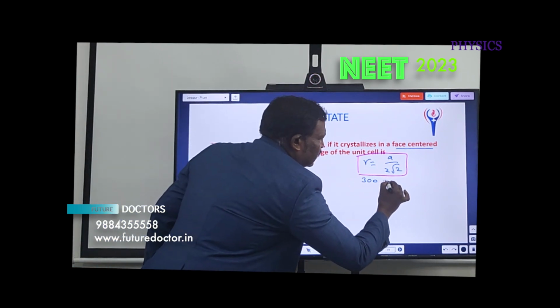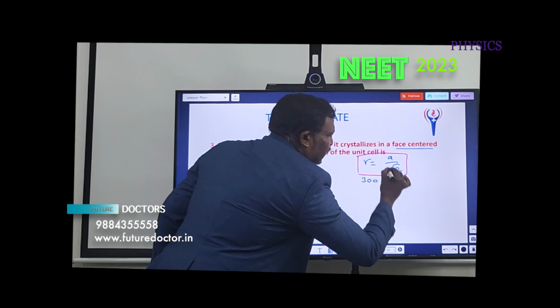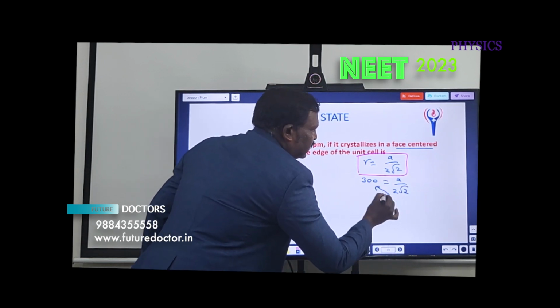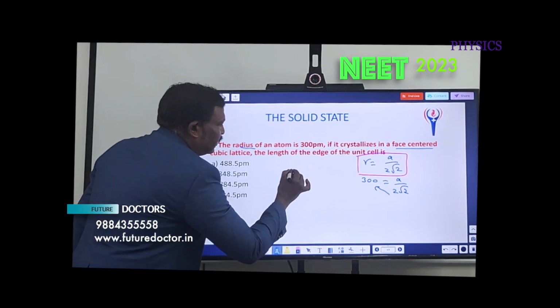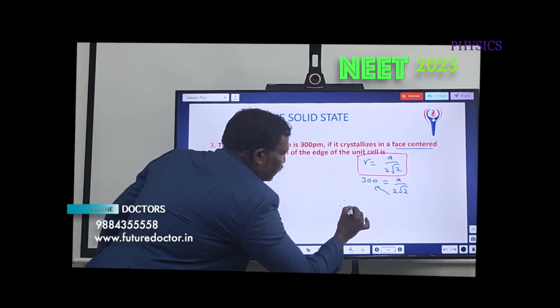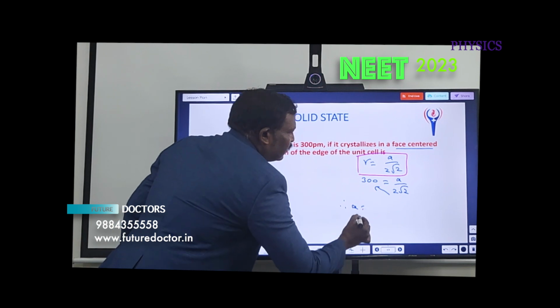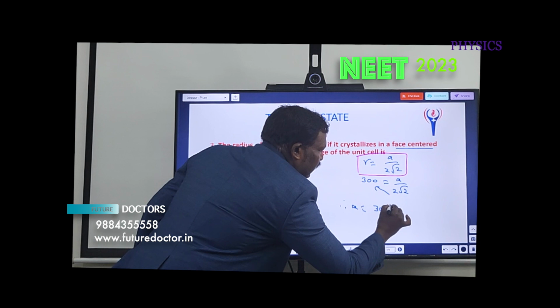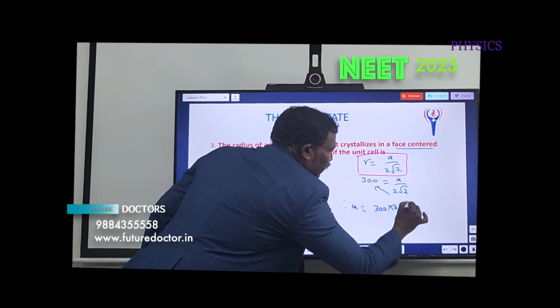Radius is given. They are asking only the A value. A value is nothing but the edge length. Now by 2 root 2, you just cross multiply. You know that. Therefore, A is equal to, multiply 300 into 2 into root 2.